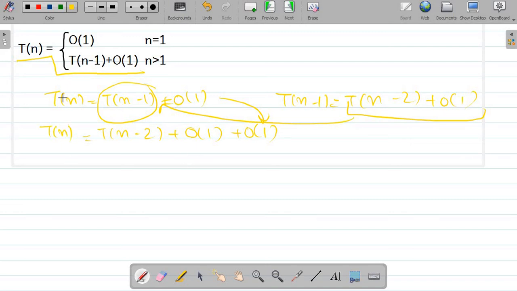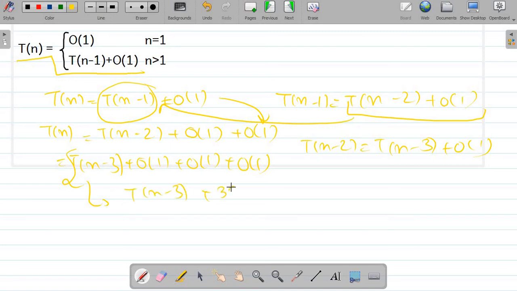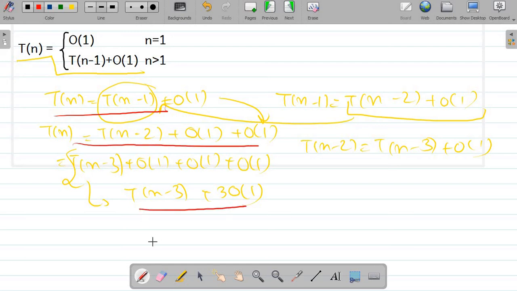Now if I substitute n equal to n minus 2 in this equation, I get T(n-2) is equal to T(n-3) plus order of 1. Now putting this value over here, I get T(n-3) plus order of 1 plus order of 1 plus order of 1. So I can write this as T(n-3) plus thrice order of 1. Now what you can see is that in the first step I had this equation, in the second step we got this equation, and in the third step we got this equation.